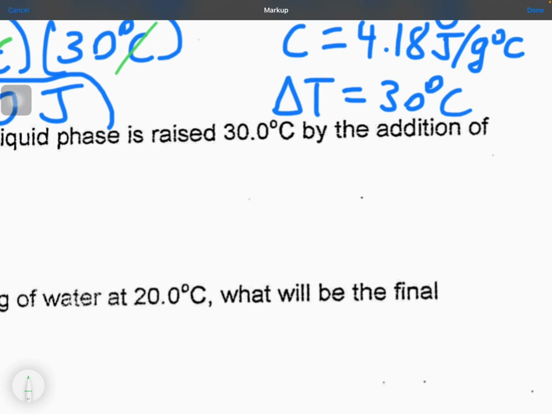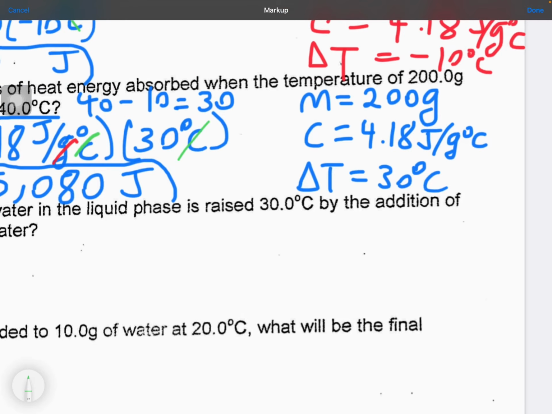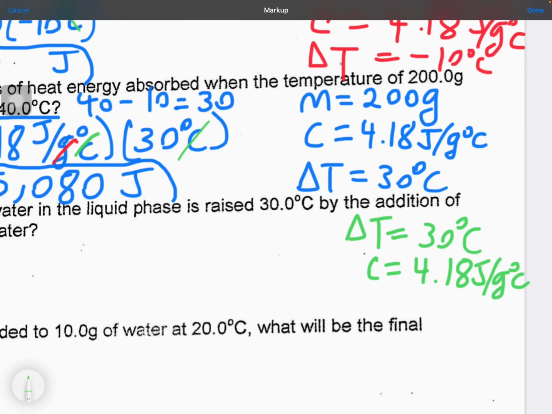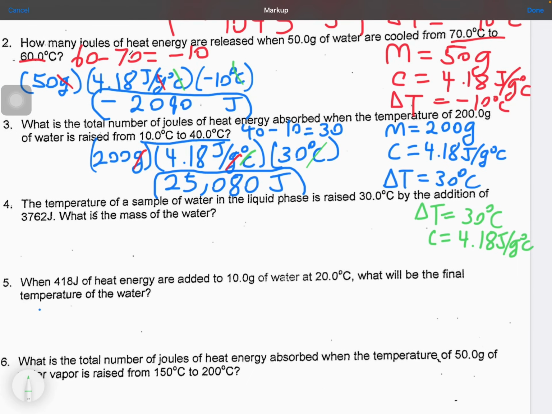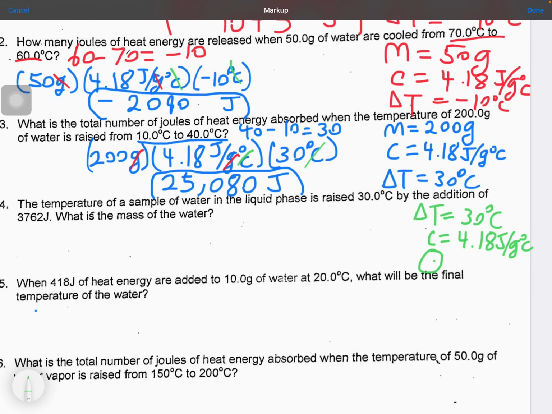So, let's see what we're given. Here we're given the change in temperature right away, that it's being raised to 30 degrees Celsius. So your change in temperature is 30 degrees Celsius. We always know our C, which is again 4.18 joules per gram degrees Celsius. It also gives us a joule value, which we know is our Q. So our Q in this case is 3,762 joules. So now we're left to find M.